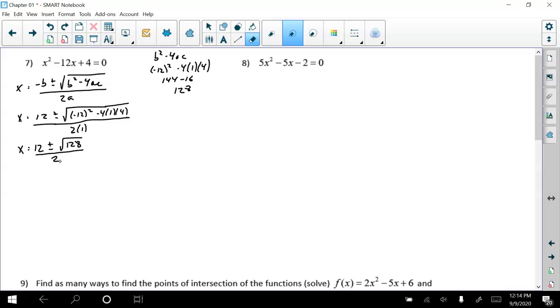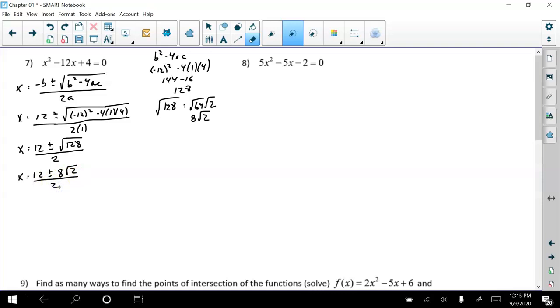Now that this is Algebra 2, we have to talk about simplifying these radicals. So the square root of 128, the largest perfect square factor of 128 is 64. So it's the square root of 64 times the square root of 2. So that simplifies to become 8 square root of 2. So x equals 12 plus or minus 8 square root of 2, all divided by 2.